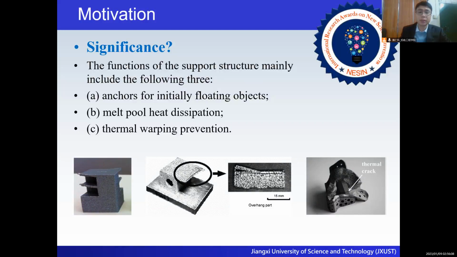It is required especially in cases where heat accumulates in overhangs. Heat stress and warping may occur due to the heat accumulation in overhangs. These defects ultimately affect the dimensional and geometric accuracy of a part.